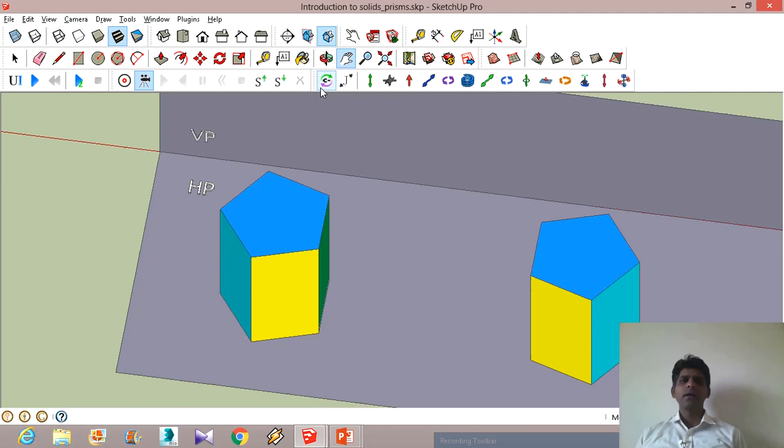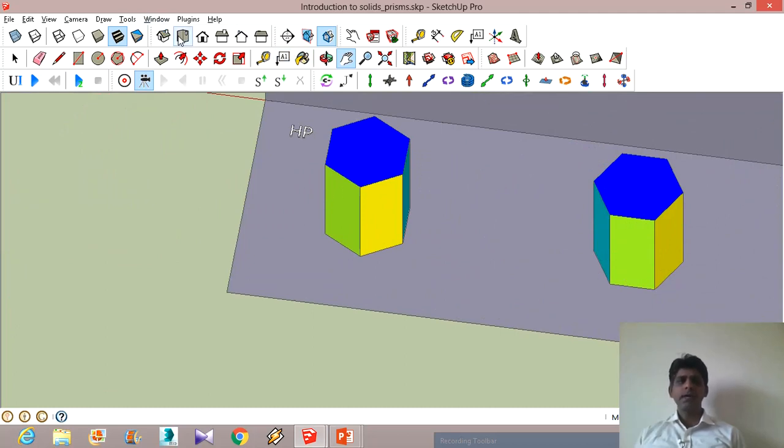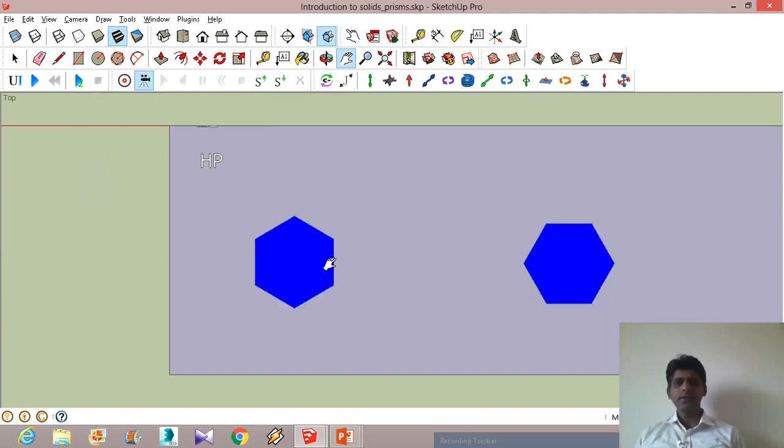Same is the case with hexagonal prisms. Again, in the top view, if it is resting on an edge, you should have one edge on this side, and if you want it to rest on a corner, you should have one corner on this particular side. See the front views.